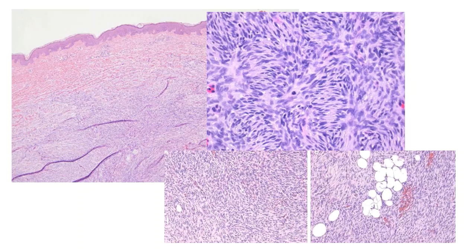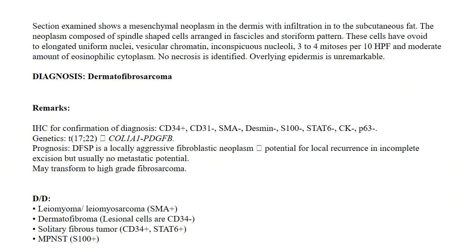Now, coming to the next tumor. Cells have moderate amount of eosinophilic cytoplasm. No necrosis could be identified and overlying epidermis is quite unremarkable. So the diagnosis is that of a dermatofibrosarcoma.